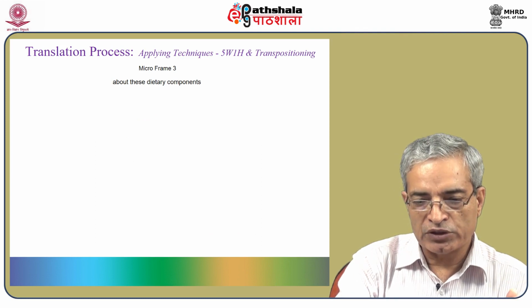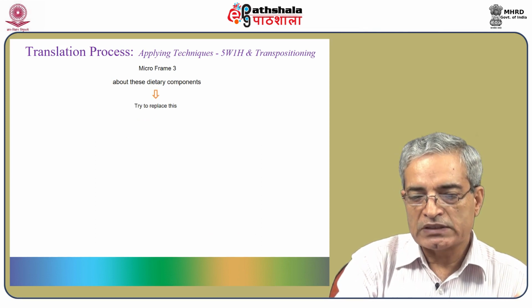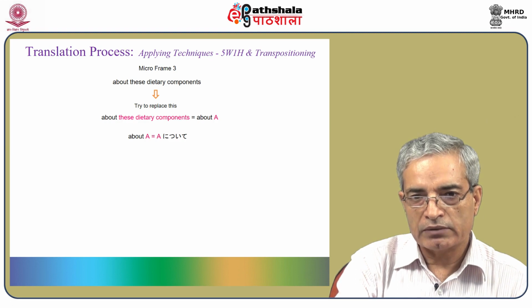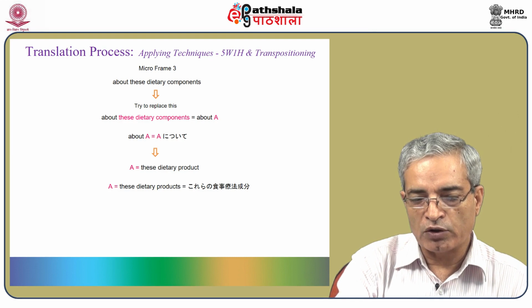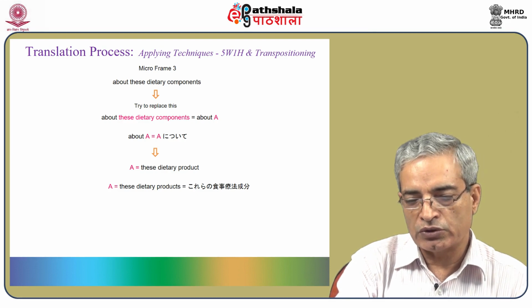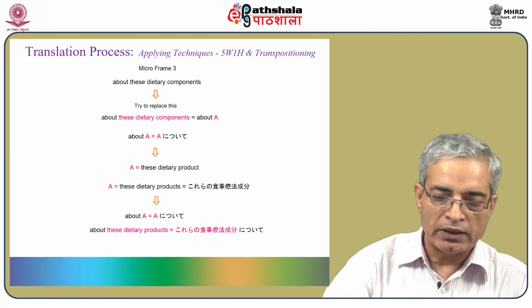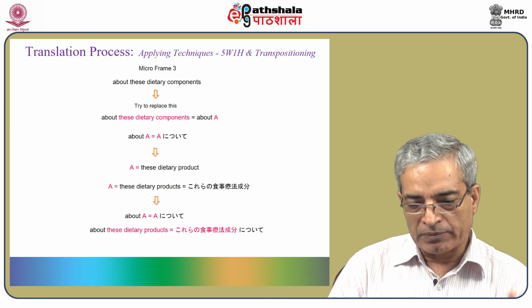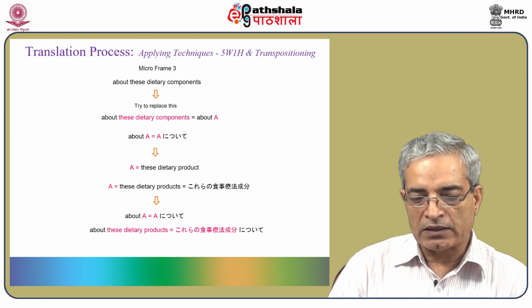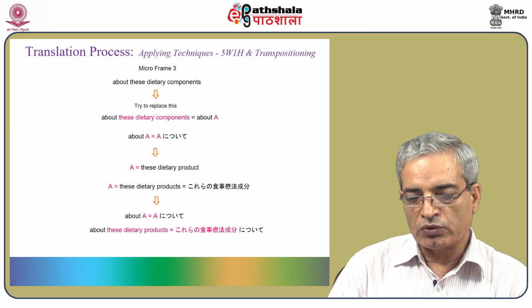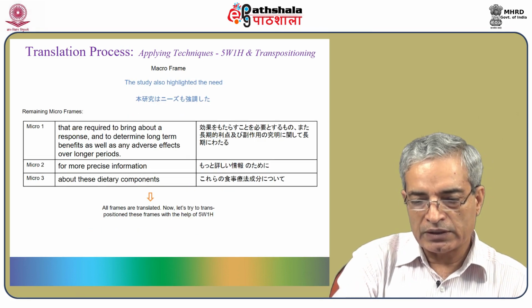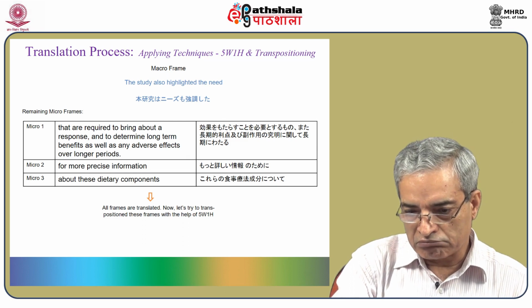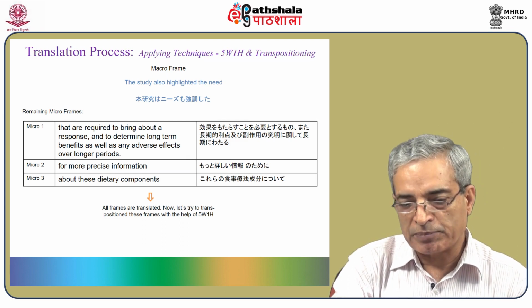Same for microframe 3. About these dietary components, so about A, so A ni tsuite, and dietary components, these dietary components are korera no shokuji ryoho seibun, and putting that together by replacing A with the equivalent, it comes as korera no shokuji ryoho seibun ni tsuite. Now we have all the 3 ready here. You can read it. The flow is making some sense, at least part by part.